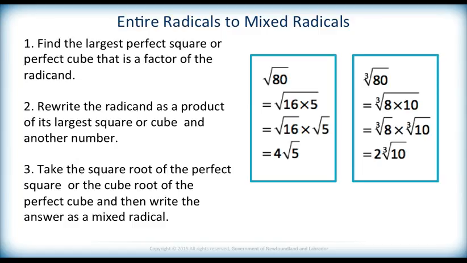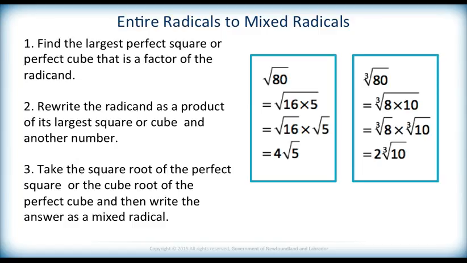As can be seen from the square root of 80 and the cube root of 80, it doesn't matter if you have a square root or a cube root, the process is very similar. Find the largest perfect square that can be divided evenly into the number or the radicand. So 16 times 5 gives us 80.